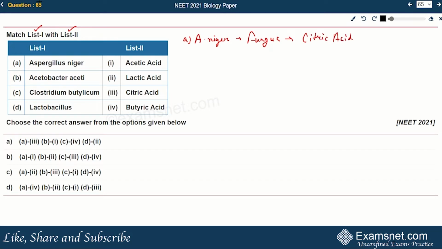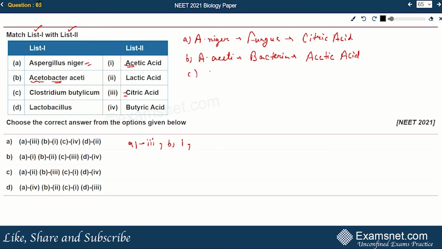Which vitamin is found in citric acid? Vitamin C, isn't it? So the correct match for A is 3. So we can write it here. The correct match for A is number 3. Okay. Now, the next one is Acetobacter aceti. Now, can you guess what kind of microorganism is this? Here you will see the word bacter, which is related to bacteria. Okay, so this is a type of bacteria, and it is responsible for the production of acetic acid. Okay, again you can see the similarity between aceto and acetic, so it is easy to remember the names. Okay, so the correct match for B will be number 1.